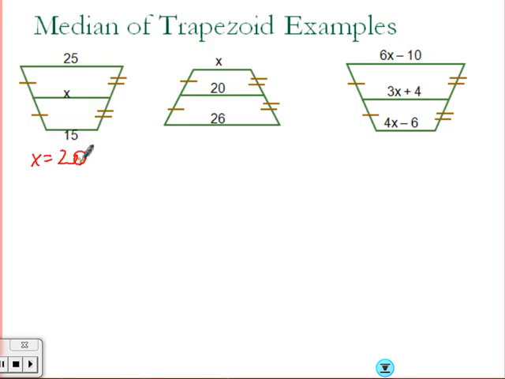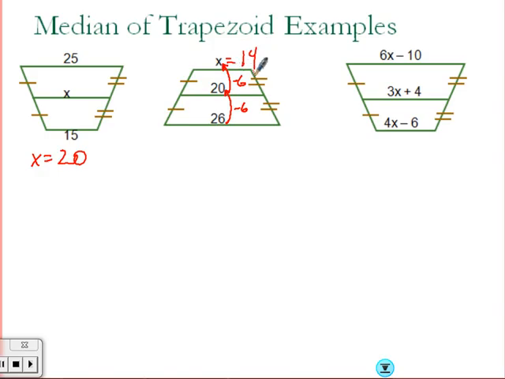I like, you can set this second one up algebraically and do it, but if we can understand what median means, both algebraically and geometrically, it's the middle, okay? It's something to do with the middle. So from 26 to 20, we went down 6. So go down 6 more, and you get x equals 14.